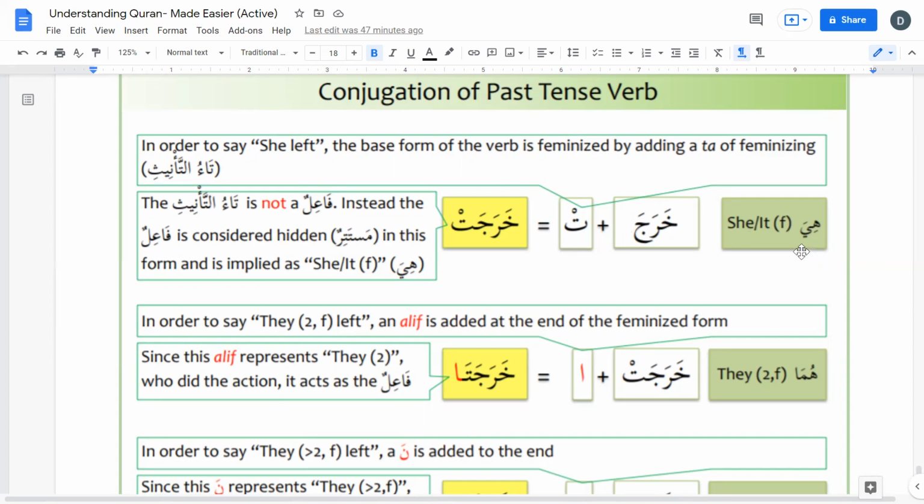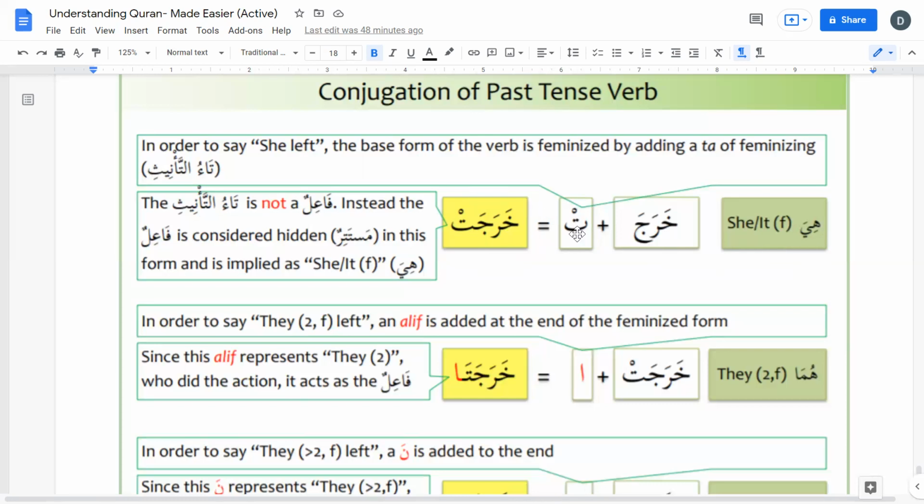In that we add ta marbuta, the round ta. Over here in past tense, we add this ta. This is called ta ta'nith. And it's not we who are doing this, this is a rule, an Arabic grammar rule. So we add this ta, ta ta'nith, and it becomes the hiya version. So from kharaja, which was he left, now it changes to kharajat, she left. Okay, so she left, kharajat.